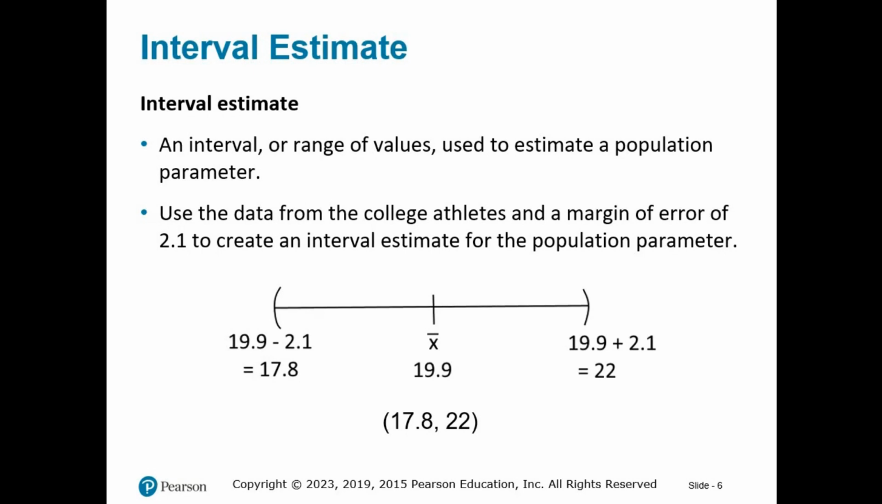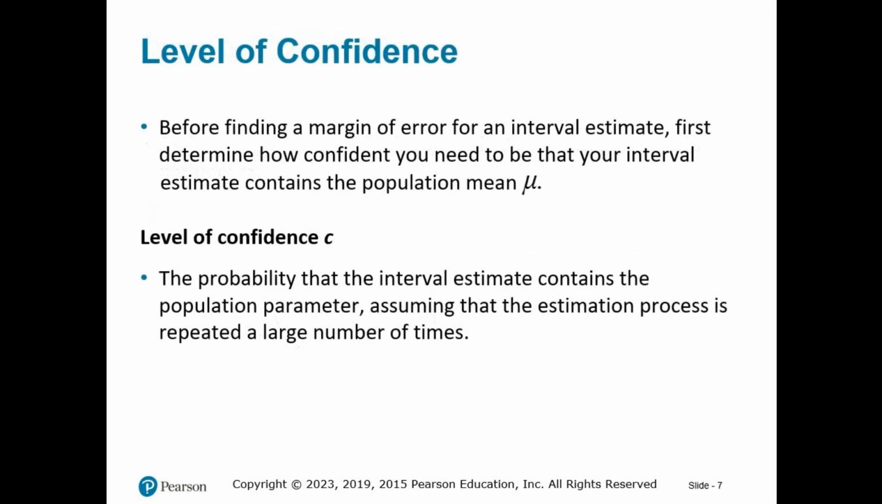So the next step is to give some kind of confidence level to our interval estimate, that it contains the population mean. Let's consider this definition and example. The level of confidence C is the probability that the interval estimate contains the population parameter. This is assuming that the estimation process is repeated a large number of times.